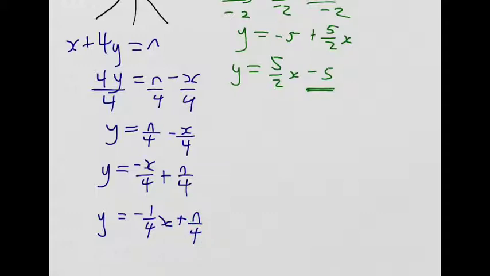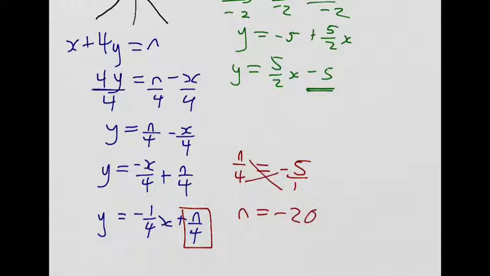Right? So essentially, what we're saying is this expression right here, n over 4, must equal negative 5. Does that make sense? Because both of those expressions represent the y-intercept of both of those lines. And if I say that they're the same, I can equate them to one another and then solve. So we're going to do that. Okay, so just put this over 1, do a little cross multiplication. So 1 times n is just n. 4 times negative 5 is negative 20, just like we suspected.